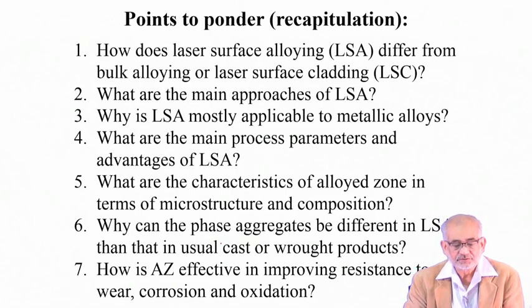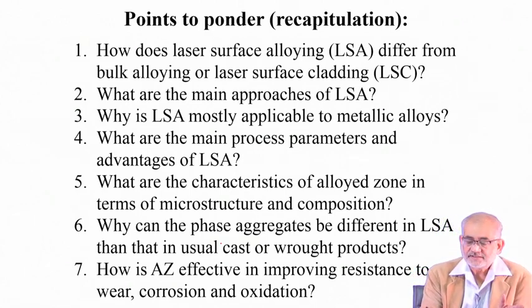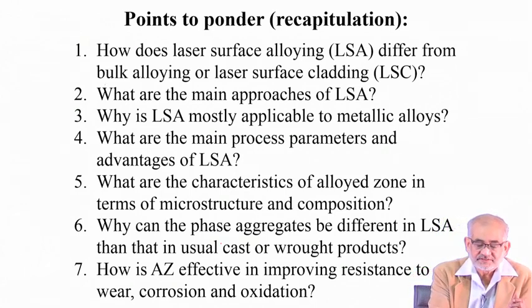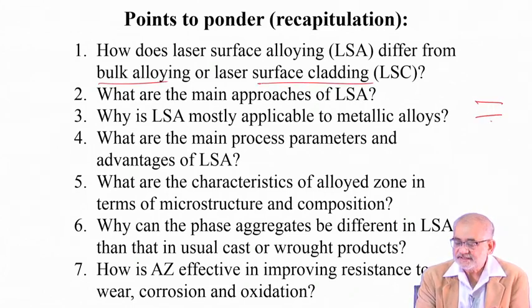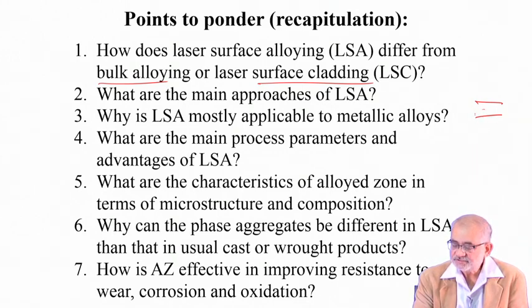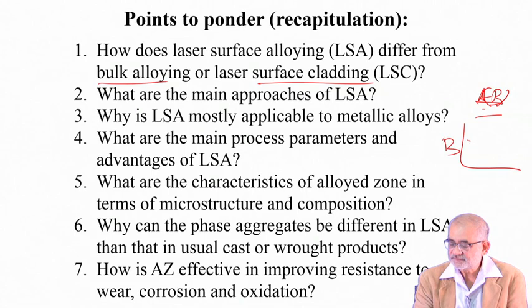So let me try and conclude now. Surface alloying actually is a very different strategy than bulk alloying or even cladding. In cladding, you create a completely clad layer. We'll discuss that in future, which is compositionally very different. But in case of alloying, if this is an alloyed zone of B in A, then if you plot the percentage of B, you will see a profile like this.